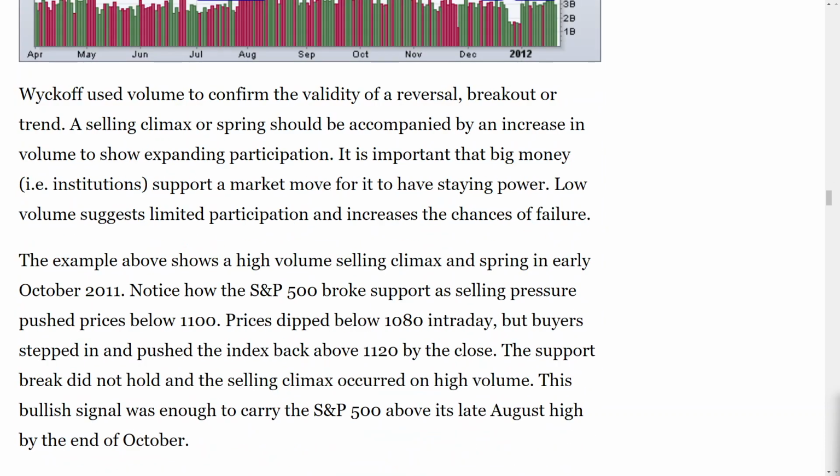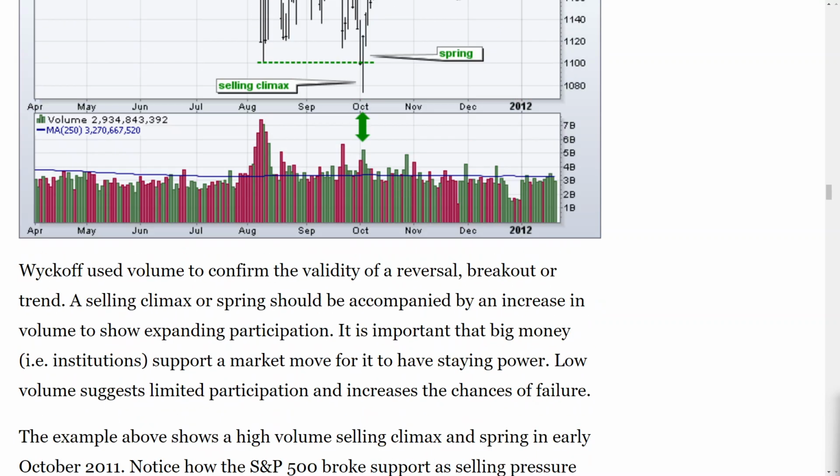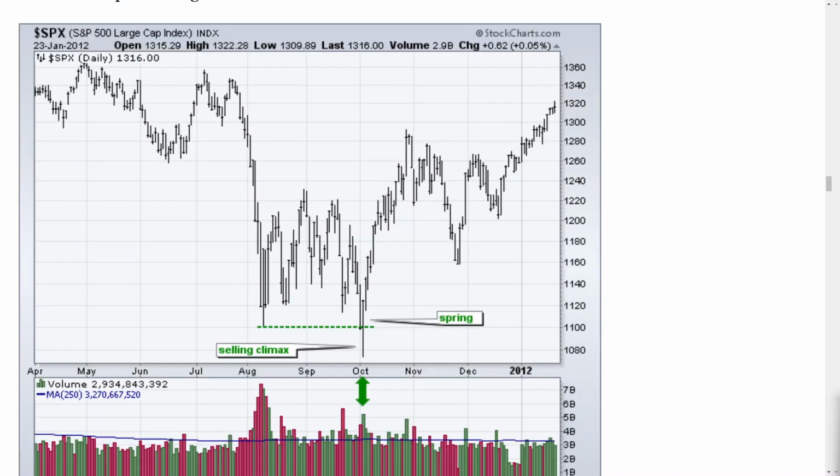The example above shows a high-volume selling climax and spring in early October 2011. Notice how the S&P 500 broke support as selling pressure pushed prices below 1,100. Prices dipped below 1,080 intraday, but buyers stepped in and pushed the index back above 1,120 by the close. The support break did not hold and the selling climax occurred on high volume. This bullish signal was enough to carry the S&P 500 above its late August high by the end of October.